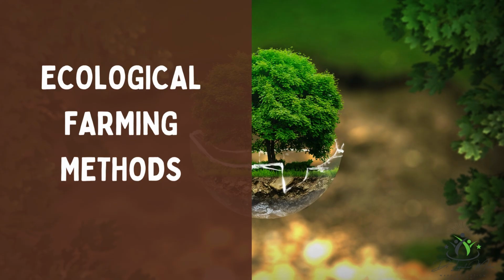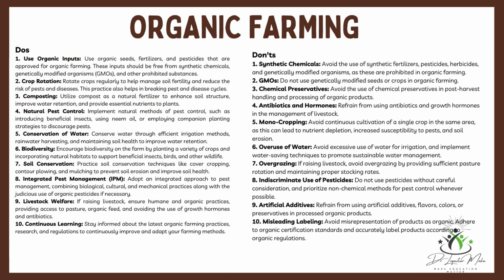There are about 5 that we're going to have a look at. I'm going to start with organic farming. Now, I'm going to pause here because I want you to take time, divide your book into 2, and write what organic farming does and what it does not do. For example, organic farming uses organic inputs, crop rotation, compost, all these organic methods, conservation of water, biodiversity, you name them.